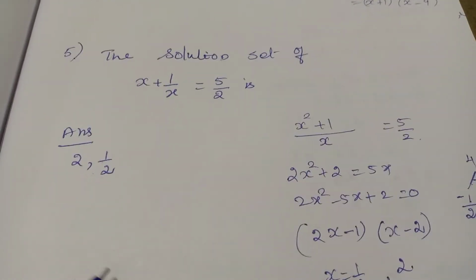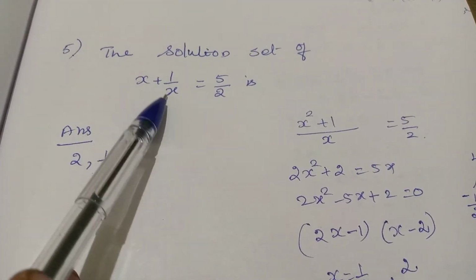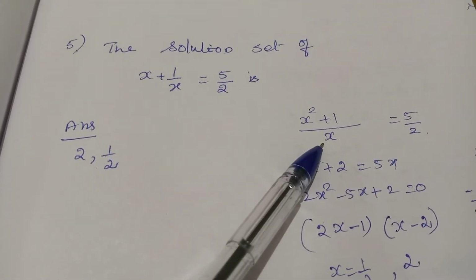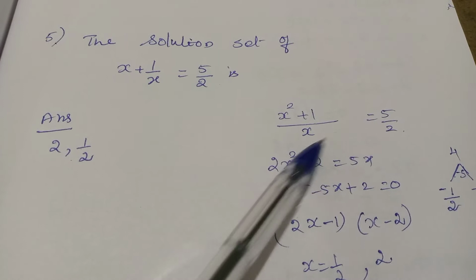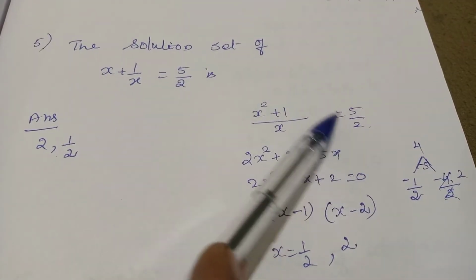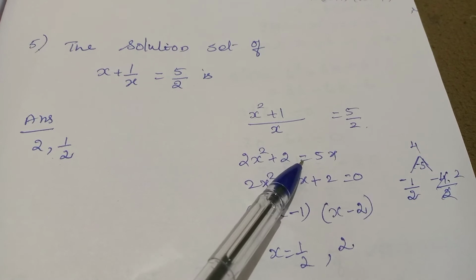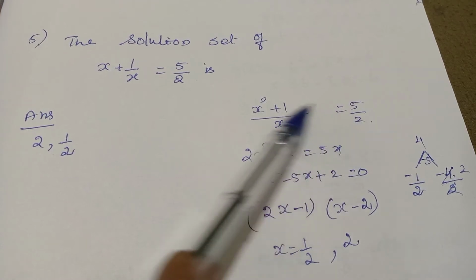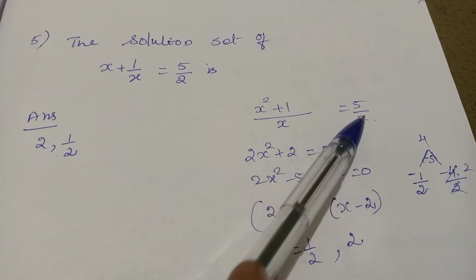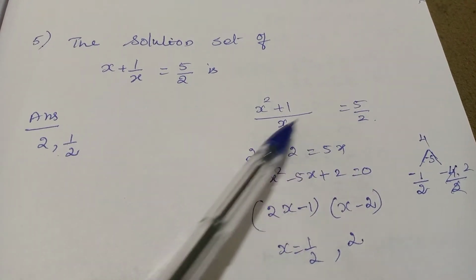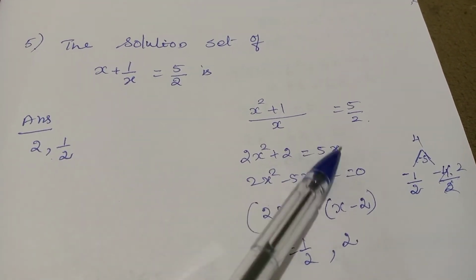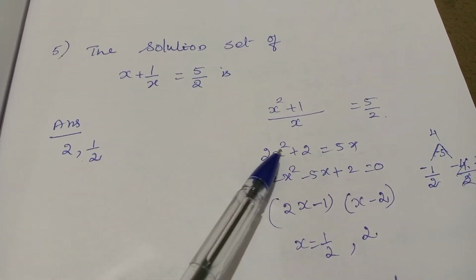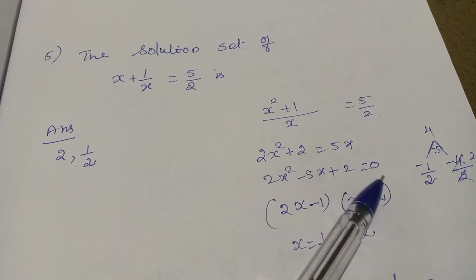Then we need to cross multiply. x square plus 1 by x is equal to 5 by 2. Now cross multiplication: 2 into x square plus 1 equal to 5 into x. 2 into x square plus 1 can be written as 2x square plus 2, which is equal to 5x. Now this x term can be brought to this side, so it becomes minus 5x. So we can write 2x square minus 5x plus 2 is equal to 0.